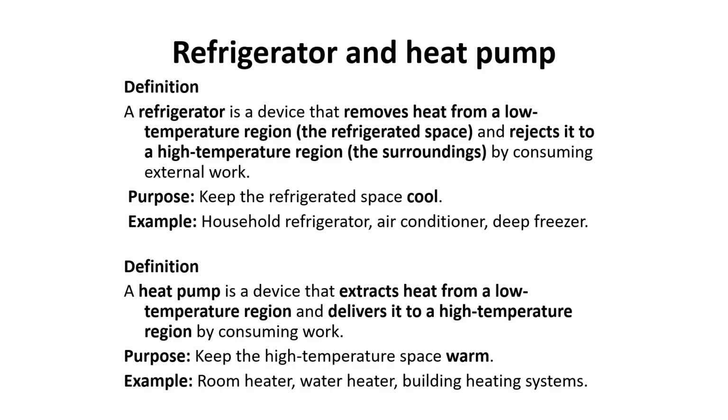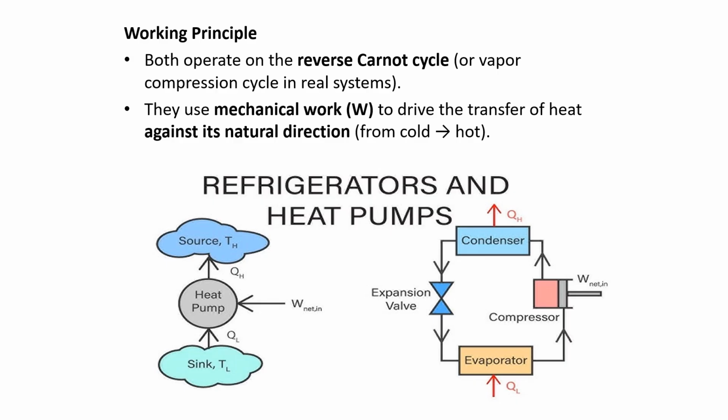Next, we have refrigerator and heat pumps. A refrigerator removes heat from a low temperature region and rejects it to a high temperature region by consuming external work. Its purpose is to keep a space cool, like in refrigerators or air conditioners. A heat pump works in the reverse way. It extracts heat from a cold region and delivers it to a hot region, used in room heaters or water heaters. Both of them operate on the reverse Carnot cycle, meaning they use mechanical work to transfer heat against its natural direction, from cold to hot.